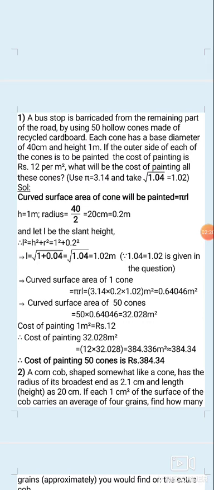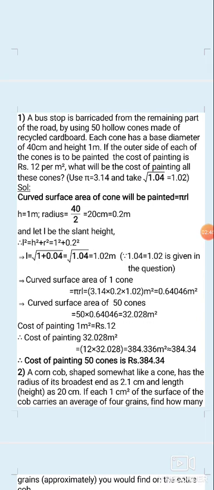Now curved surface area of one cone. What is the equation? Yes, pi r l. So 3.14 into 0.2 into 1.02. Now when you multiply all these, what do we get? 0.64046. No need of writing this much of a decimal place. Write only 1 or 2 decimal places.